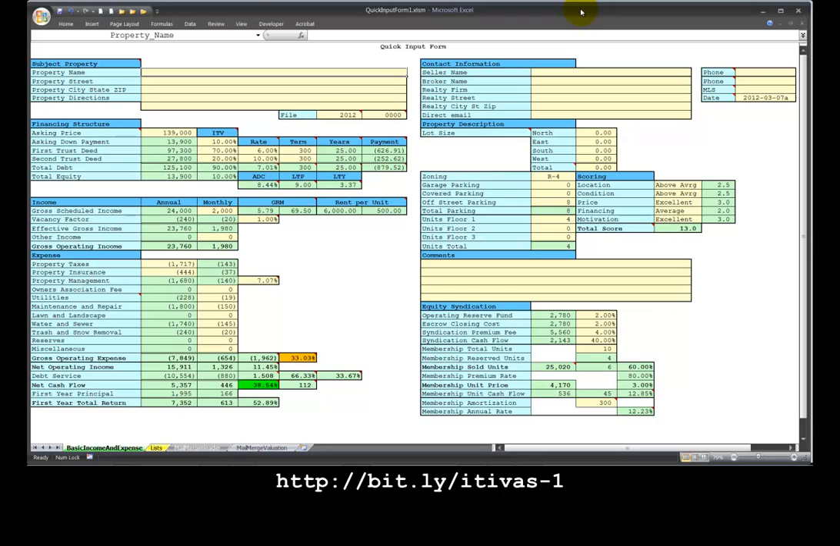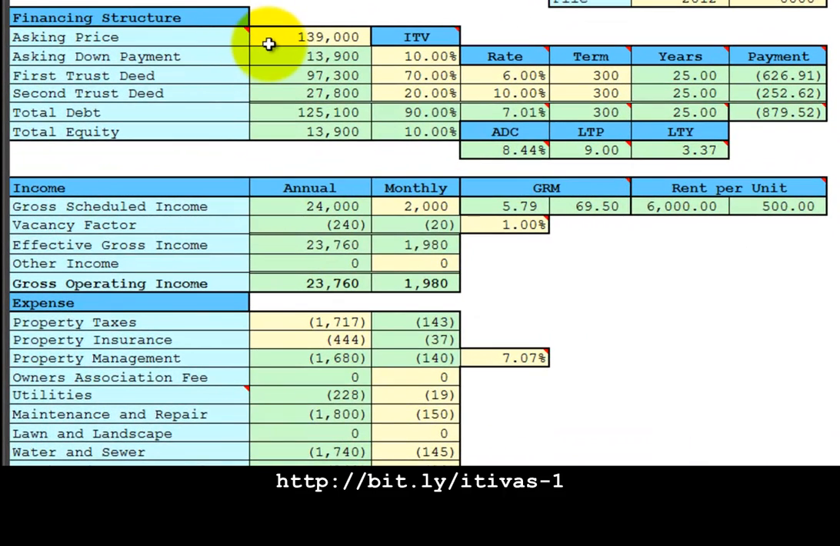In this tutorial, I want to show some numbers from a real property that I found in LoopNet. This is the asking price, $139,000. I've put in some reasonable estimations for a down payment, first trust deed, and second trust deed.